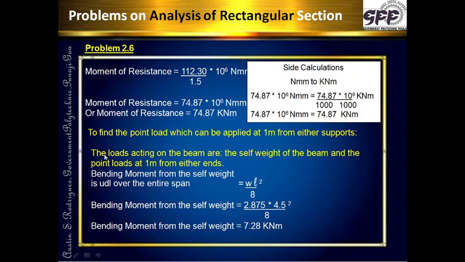Now let us understand which are the different loads acting on the beam. As per our understanding of the problem, the loads acting on the beam are its own self weight and the 2 point loads at 1 meter from either end. Other than this, there is no other load acting on the beam. Now the bending moment from the self weight is a UDL over the entire span. It is a uniformly distributed load over the entire span because it is homogeneous and isotropic, so the cross section remains the same throughout.